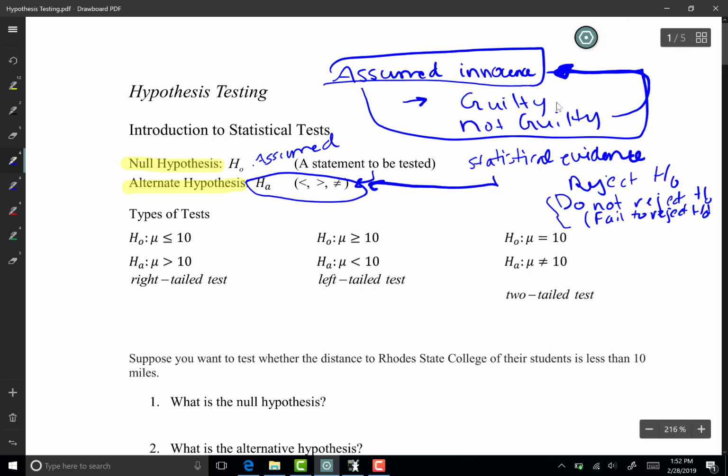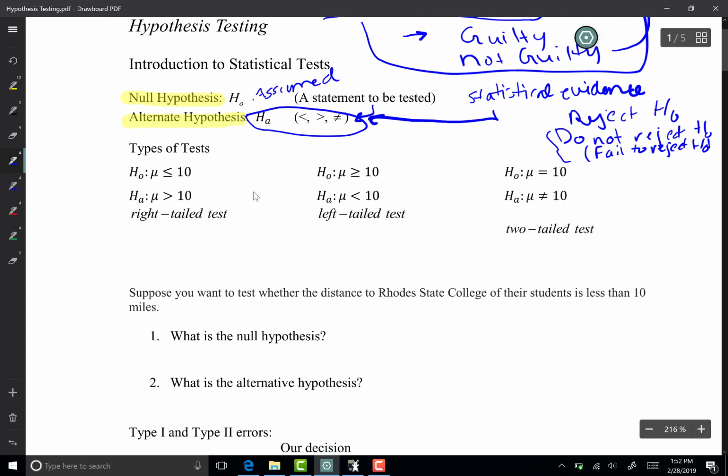So let's talk a little bit about the types of tests we can have. We can have what's called a right-tailed test, a left-tailed test, or a two-tailed test. So you're not going to have all of these. You're going to have one of these tests. Okay?